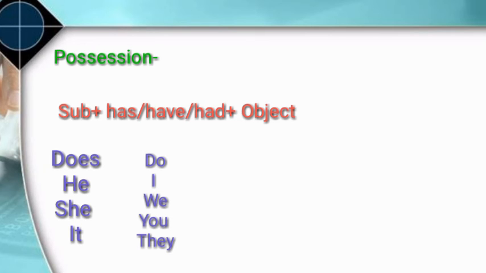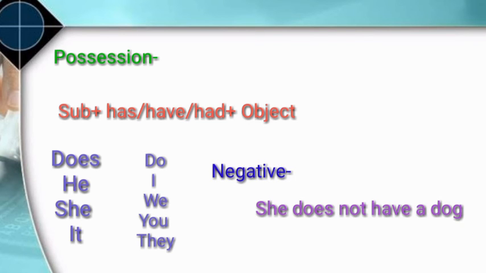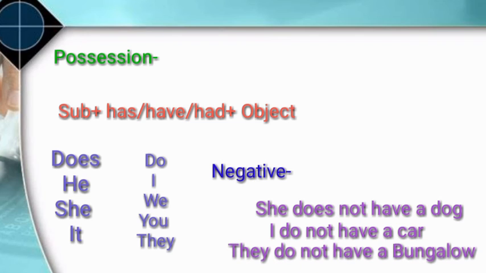So now let's see some negative examples also. She does not have a dog. I do not have a car. Watch carefully that here we are using does not with she. With he, she, it, we use does. But with I, we, you, they, we use do. So I do not have a car. You do not have two sisters. They do not have a bungalow.